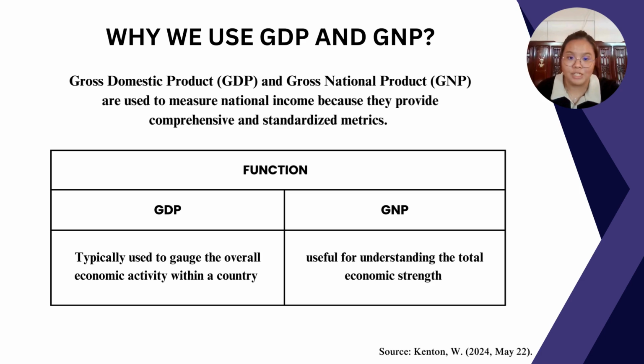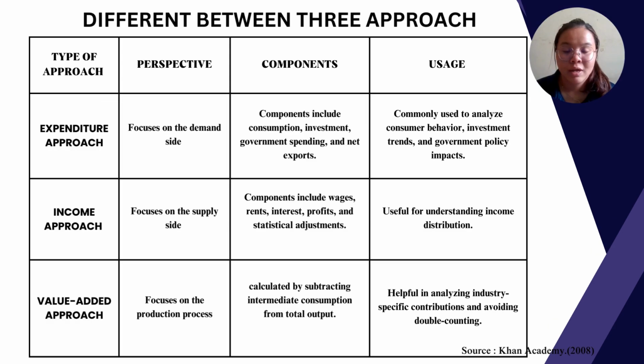Both GDP and GNP are important tools in macroeconomic analysis. They help in understanding the economic dynamics of a country, guiding policy decisions, and facilitating international comparison. GDP is measured by three types of approach, which are the expenditure approach, income approach, and value-added approach.